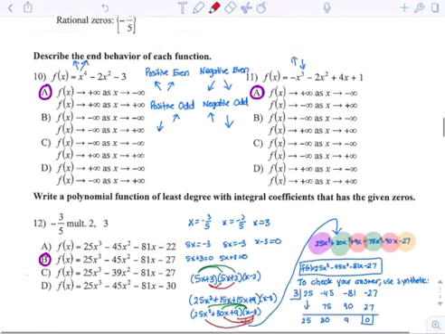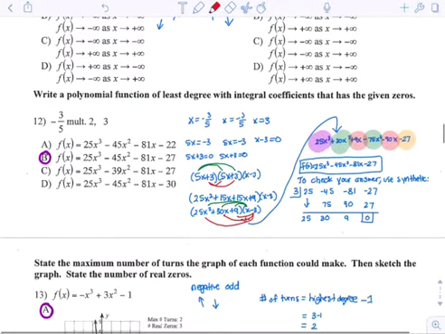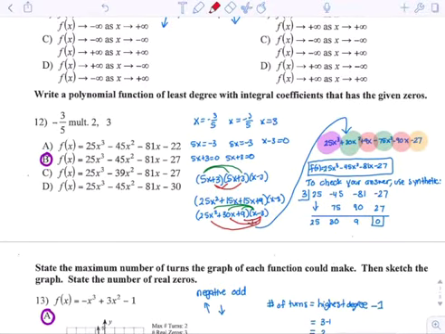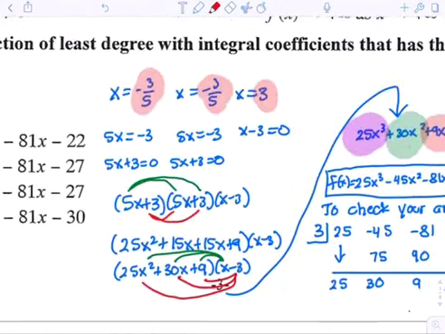Okay, so that was 10, 11. Now we are on to 12. It says write a polynomial function of least degree with integral coefficients that has the given zeros. They give you negative 3/5 with multiplicity of 2, which means there are 2 zeros at negative 3/5, which is why I wrote negative 3/5 twice. And there's a root at 3, so I wrote x equal to 3.